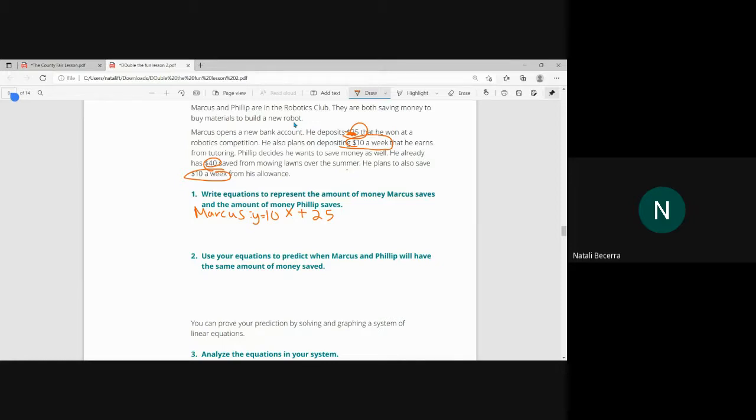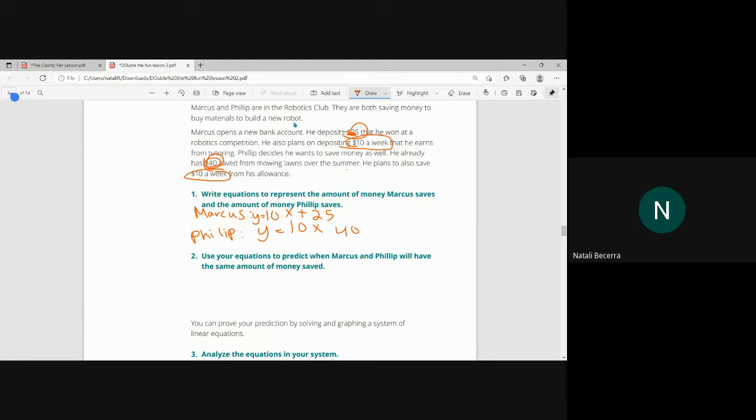And then for Philip, it is going to be y equals, he already saved $40, so he starts at 40. And he plans to save $10 a week, so it's going to be 10x. Use your equations to predict when Marcus and Philip will have the same amount of money saved. Are they ever going to have the same amount of money?